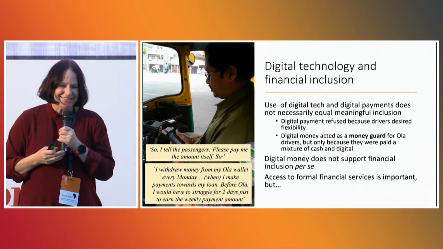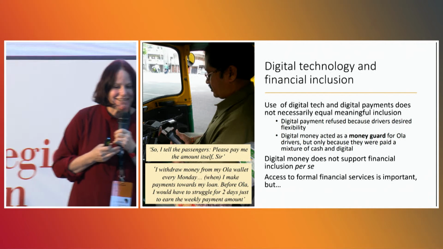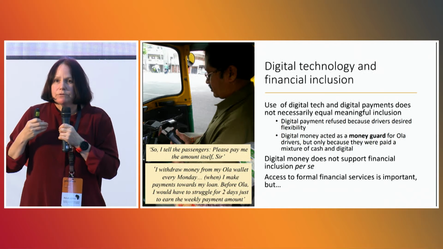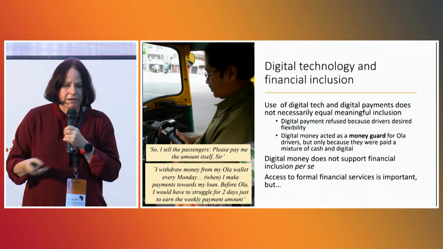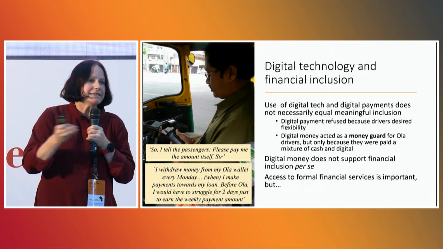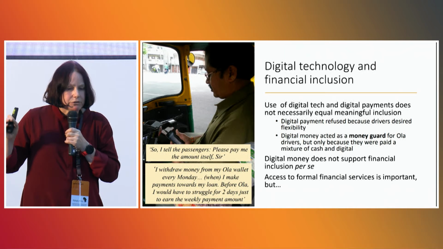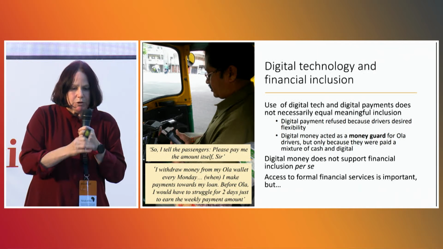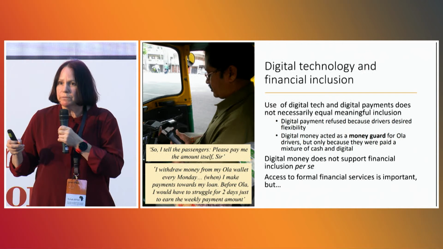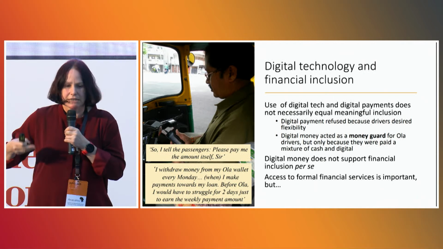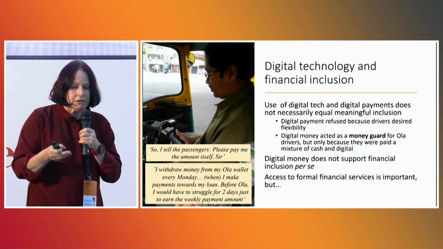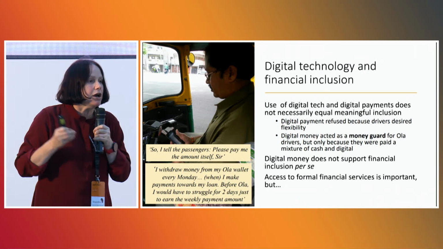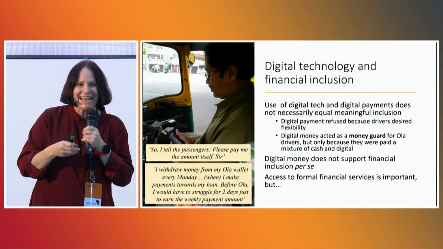Furthermore, the use of digital technology and digital payments doesn't necessarily equal meaningful inclusion. We found that digital payments sometimes were exclusive and were not beneficial to drivers, and drivers who were driving with Ola, this is India's Uber, they often would refuse digital payments because they didn't allow them the flexibility they wanted. But we also saw cases where digital money gave them advantages. It was actually inclusive. It acted as a money guard for them. They could save up money for a week or 2 weeks or even a month. But that was only because they were paid a mixture of cash and digital.